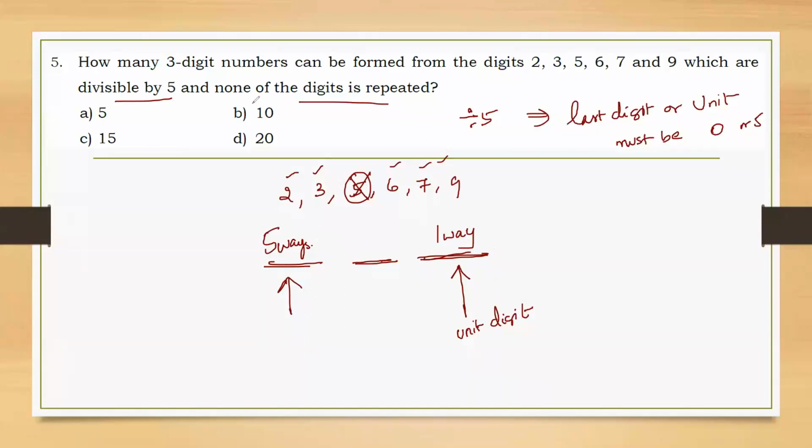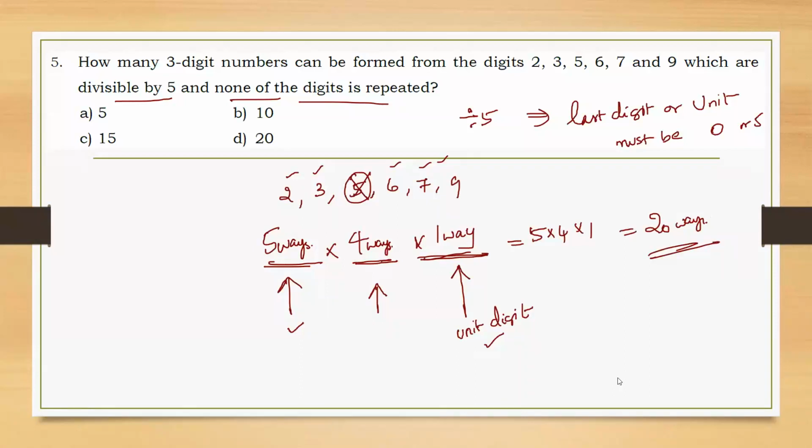Repetition is not allowed, right? None of the digits are repeated. So already 1 is used over here and also 1 over here. Out of 6, 2 are used. Of the remaining 4 numbers, any one will be placed. So the answer is 5 into 4 into 1. The value will be 20 number of ways.